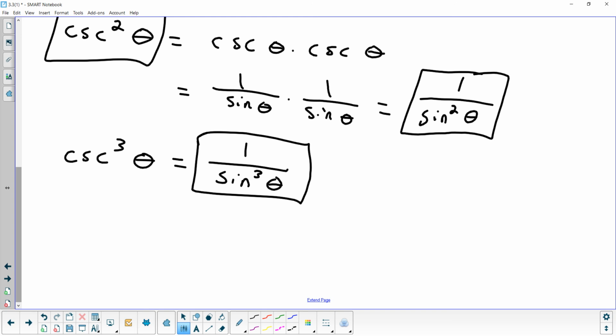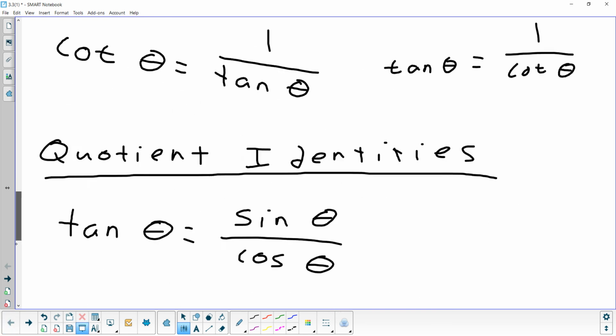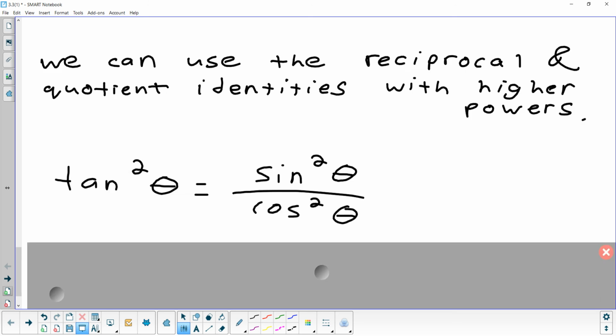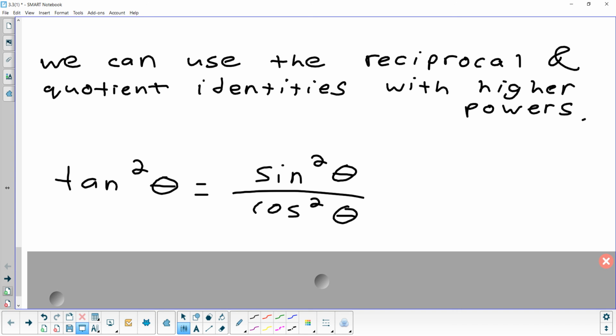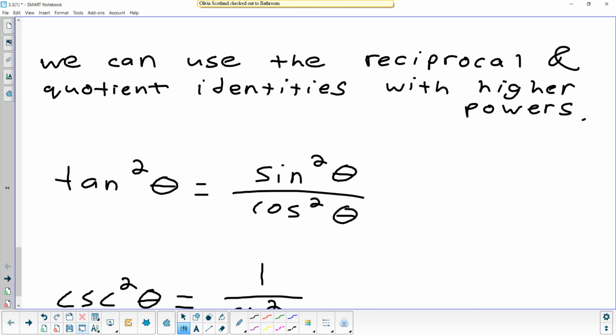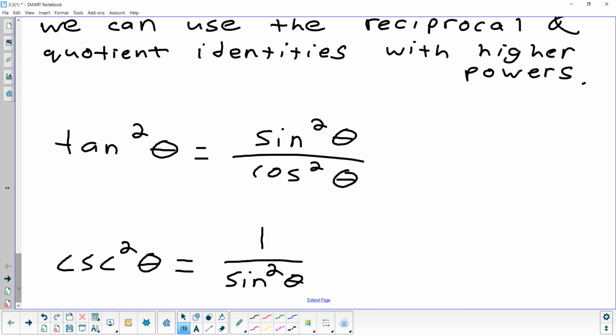So what I'm trying to show you here is these identities that I showed you, they work with higher exponents. In general, you're never going to have to work with an exponent higher than a 2. But you can use the reciprocal and the quotient identities with higher powers. If tangent is sine over cosine, then tangent squared is sine squared over cosine squared. Tangent cubed would be sine cubed over cosine cubed. So you can use the identities with higher powers. Here's another one. Cosecant squared is 1 over sine squared.